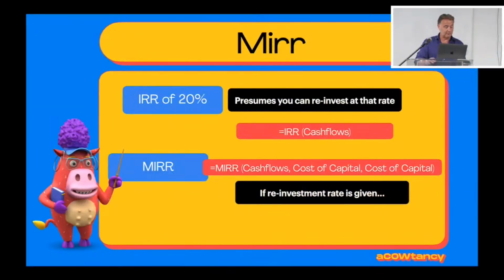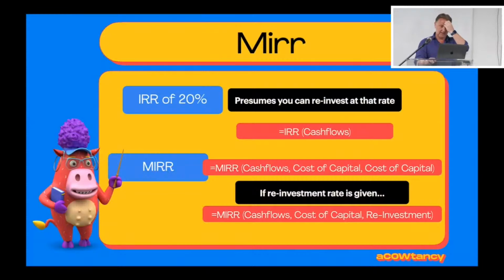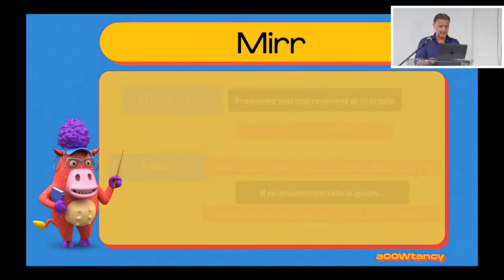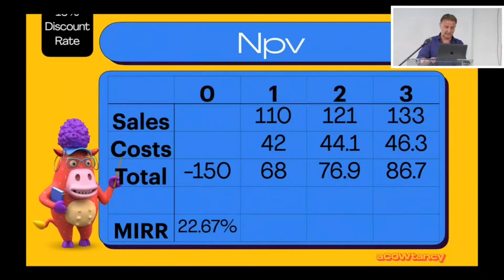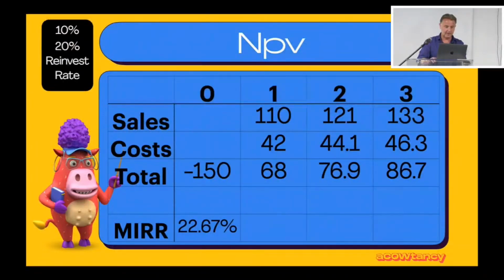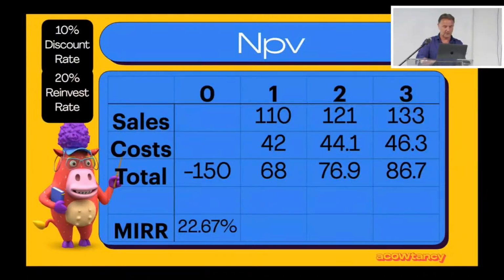But if a reinvestment rate is given, because maybe we can't reinvest and get 20%, then it would be cash flows, 10%, reinvest at whatever figure you're given. So if it's given, that's what you do. MIRR, cash flows, just like normal IRR. Cost of capital, the discount rate, comma, what I can get, my reinvestment rate. So the MIRR would be 22.67 there, with a 10% discount rate and a 20% investment rate.